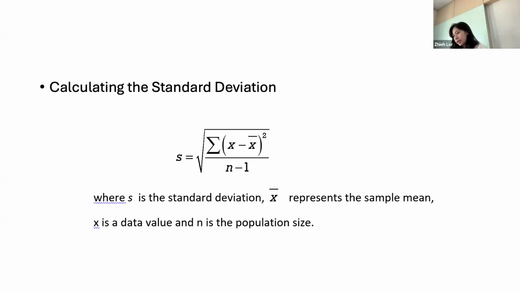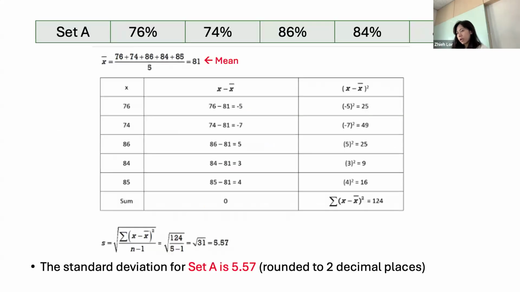And here is the formula for calculating it. Okay, look at this one. Let's say we have 5 people. We have 5 scores for the quiz. My class is small, and we have 5 students: 76, 74, 86, 84, and 85. My mean score is what? 81. This is my average. Averagely, this class is doing really well. We have 81 on average.